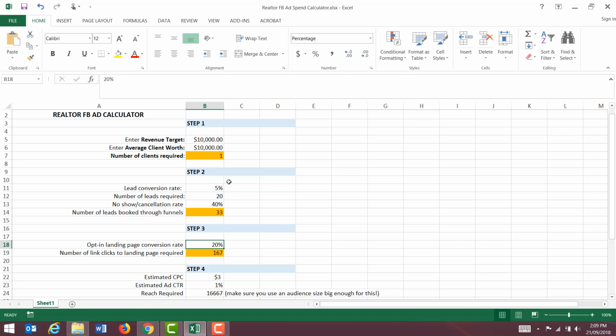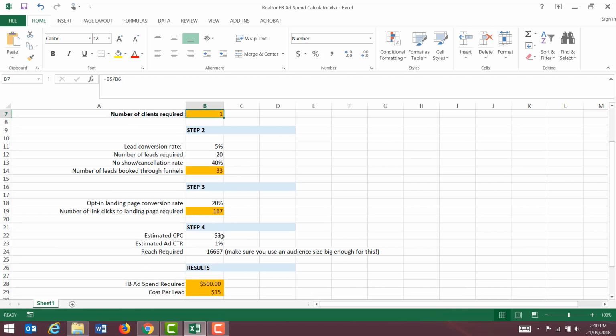So based on the spreadsheet here, we would have to get 167 clicks to get that 20 inquiries and that one client conversion based on all the numbers here every 90 days. Now, in order to get these leads, we put in an estimated cost per click. And if we work on an estimated cost per click of around about $3, and this will change depending on the type of ad that we're doing and the type of audience targeting that we do, but we very much test audiences before we start putting a lot of money into ad campaigns.